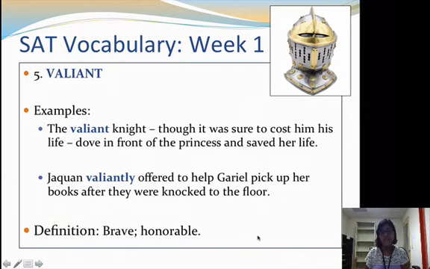Here we are. Valiant means brave or honorable. Copy down that definition and then try to use the word valiant in your own original sentence.